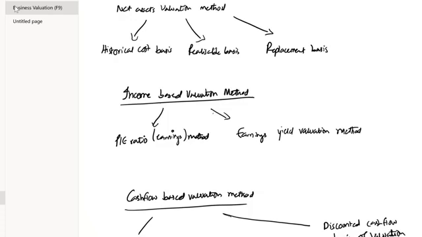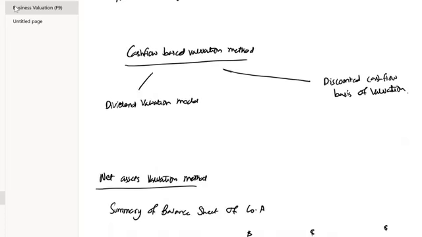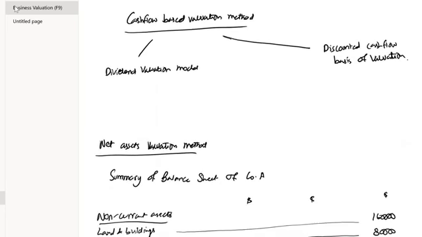Then we have income based valuation method. It has PE ratio earnings method, and it has another method called earnings yield valuation method. Then we have cash flow based valuation method. This has three methods according to the book. According to BPP and Kaplan, it has three methods, but dividend valuation model and dividend growth model are almost the same, which is why I did not use the third method, that is dividend growth method.